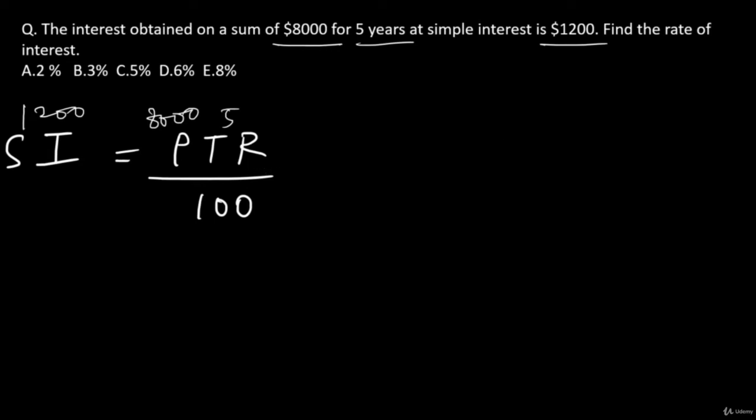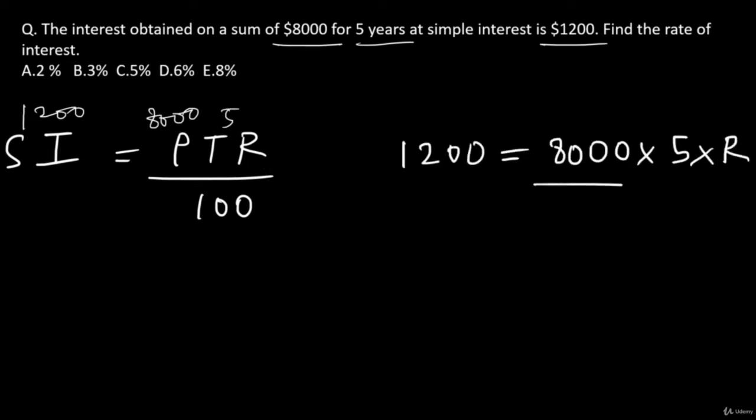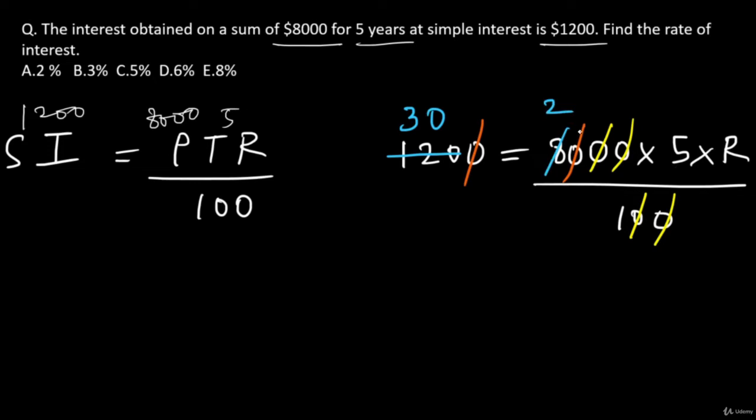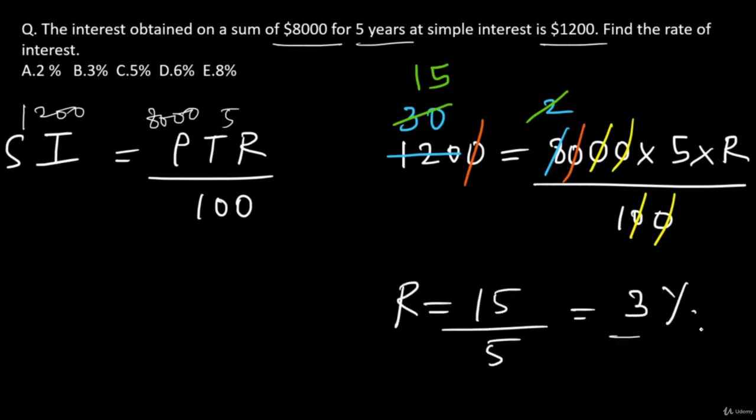So let's plug in these numbers. We have 1200 is equal to 8000 into 5 into R by 100. Now let's simplify. We can cut these two zeros. Now we have a 0 over here and over here, so let's simplify. Now again, let's take out the common factor of 4 on both sides. We get 30 over here, and we get 2 over here, and let's cancel 2 from both sides. We have 15. So 15 is equal to 5 into R. Therefore R is equal to 15 by 5, which is equal to 3%, and that is answer option B.